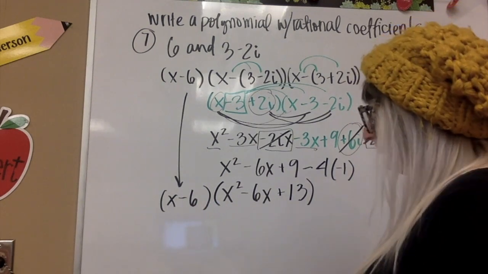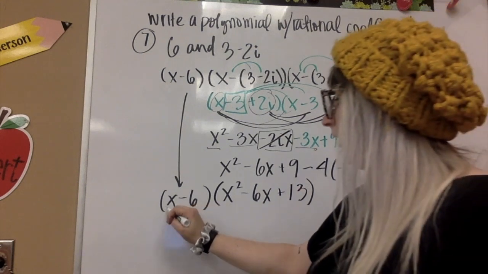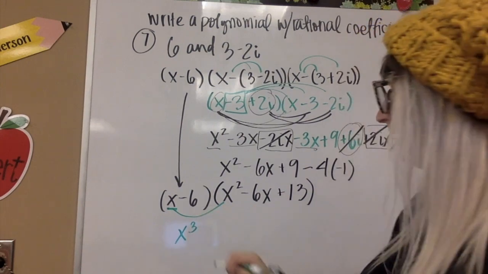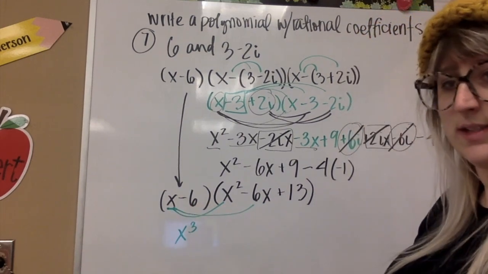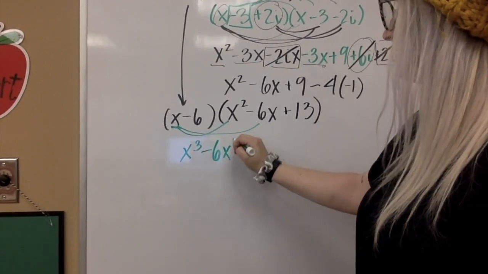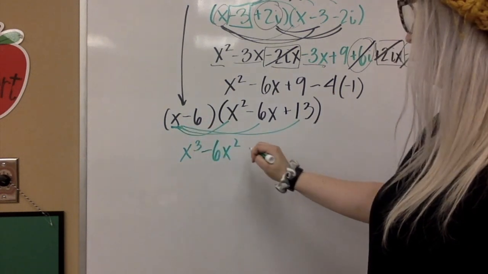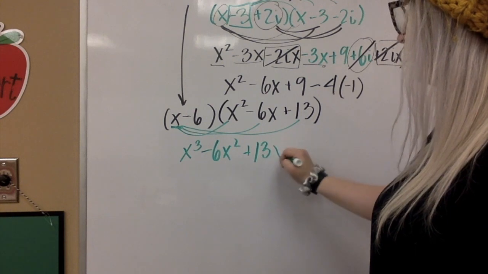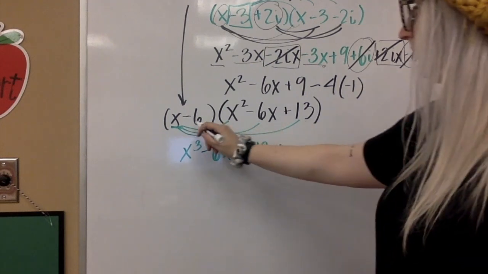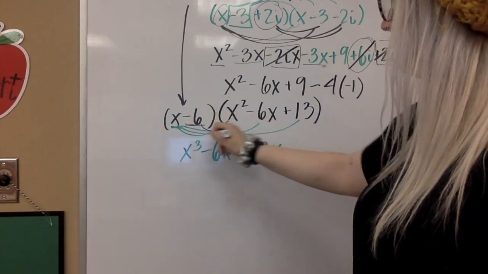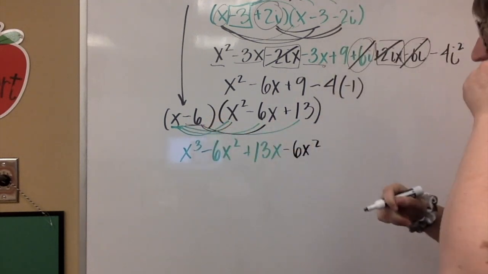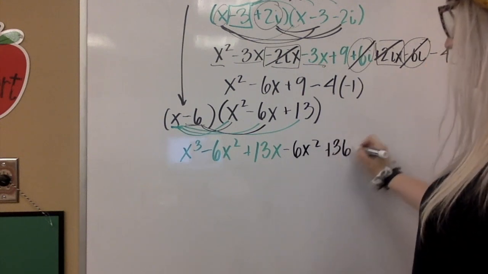Okay, so we have x times x squared, which is x cubed. x times negative 6x is negative 6x squared. x times 13 is going to be positive 13x. Now I'm going to worry about the negative 6. So negative 6 times x is negative 6x squared. Negative 6 times negative 6x is going to be positive 36x.